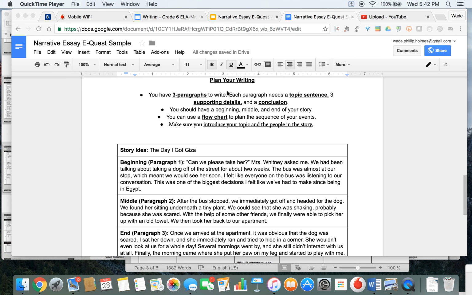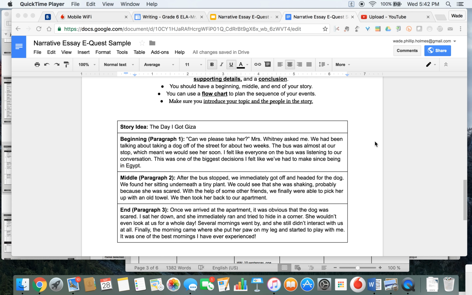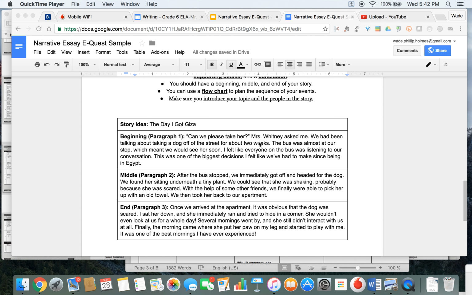And remember what we talked about in class, that each paragraph needs to have a topic sentence, so a sentence that introduces your paragraph, 3 supporting details about that sentence, and then a conclusion to transition. You should have a beginning, middle, and end of your story. Okay, and you can use this tool right here that we talked about in class called the flow chart to plan the sequence of your events.